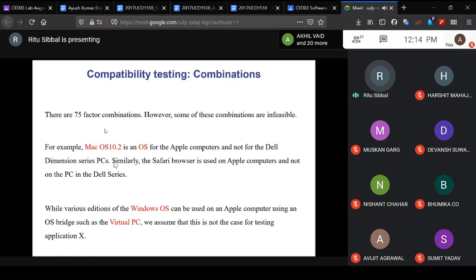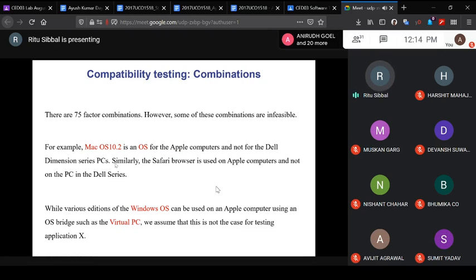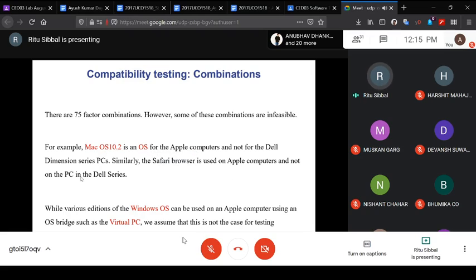Now, there are 75 factor combinations, but there are some of the combinations which are infeasible. So now we're talking about infeasible combinations. So for example, Mac is an OS for Apple, so it will not work on Dell series. So ऐसी combinations जहाँ पे Mac OS हो और Dell computer हो, तो it is an infeasible combination. It's not possible. Similarly, Safari browser is used for Apple computers and not for PC. तो अगर किसी combination में Safari और PC आ रहा है Dell series का, तो वो भी it's a wrong combination or it is an infeasible combination.